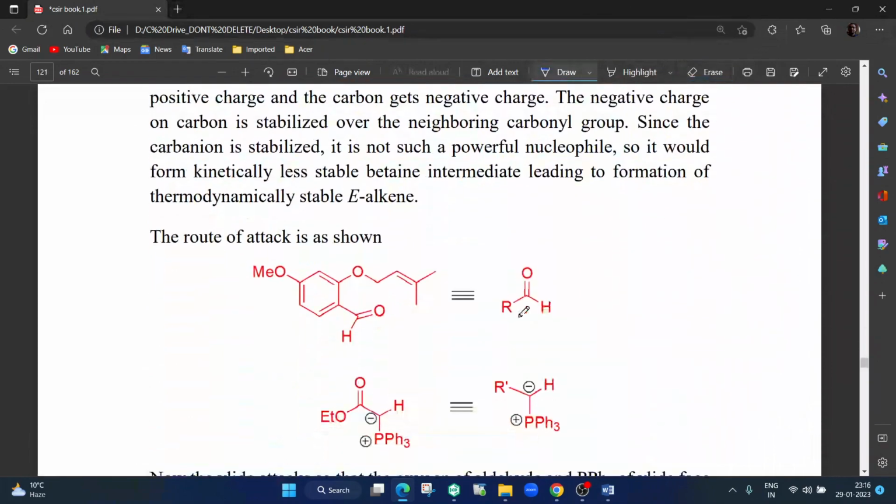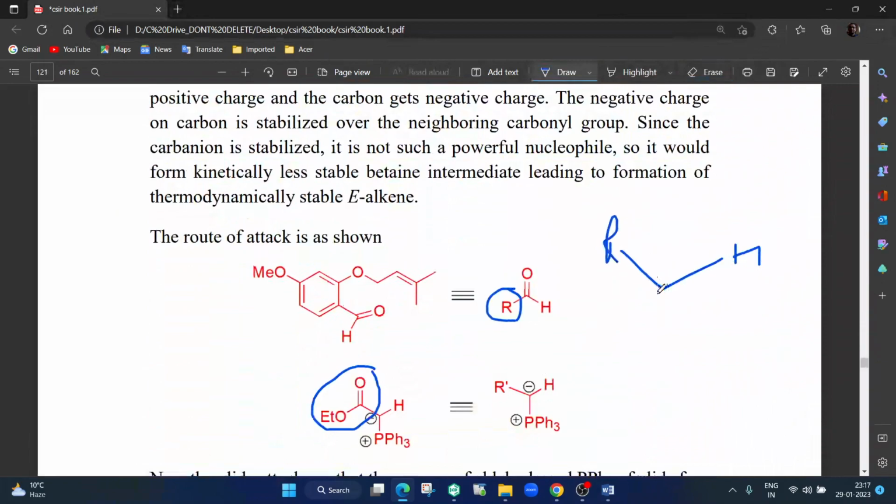So now I'll explain to you how it happens. Basically CHO is there, and this whole thing I have taken as R, and here again I have taken this as R. Imagine if this was not stabilized, then what happens? The mechanism is always like this. They two attack from opposite directions.